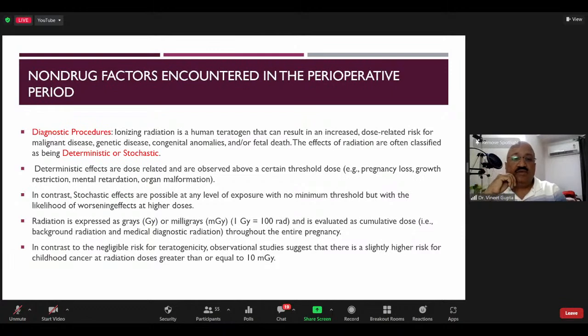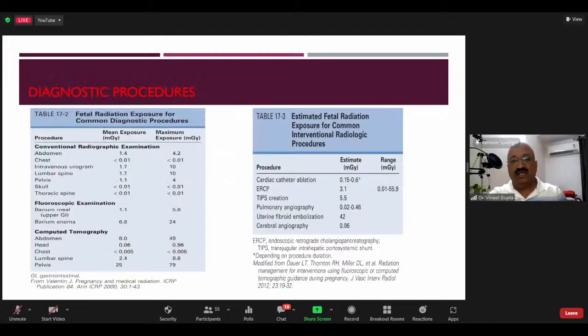In contrast to the negligible risk of teratogenicity, observational studies suggest that there is a slightly higher risk for childhood cancer at radiation doses greater than or equal to 10 milligray. So 10 milligray is a very important figure. I will show you a few of the charts of commonly done exposures during pregnancy, possible pregnancy and possible exposure, and how they are relevant to 10 milligray.